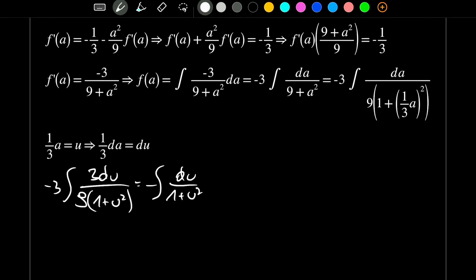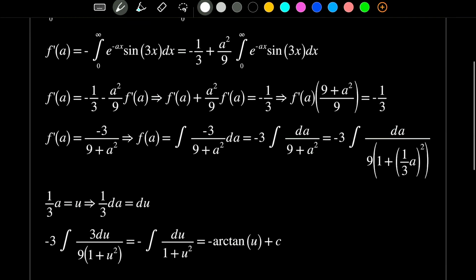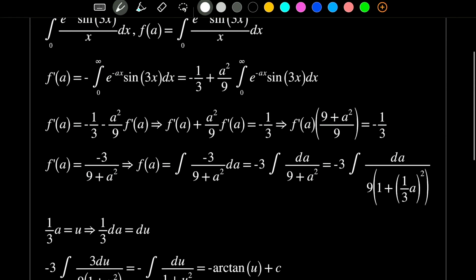Now this integral is very standard. If you don't know it, don't worry. You can look it up quickly, or just take the derivative of arctan and you'll figure it out. So this is minus arctan, and then of course we can't forget plus c. Now we're almost there. So we're so close to the answer, but we have this problem with the c.